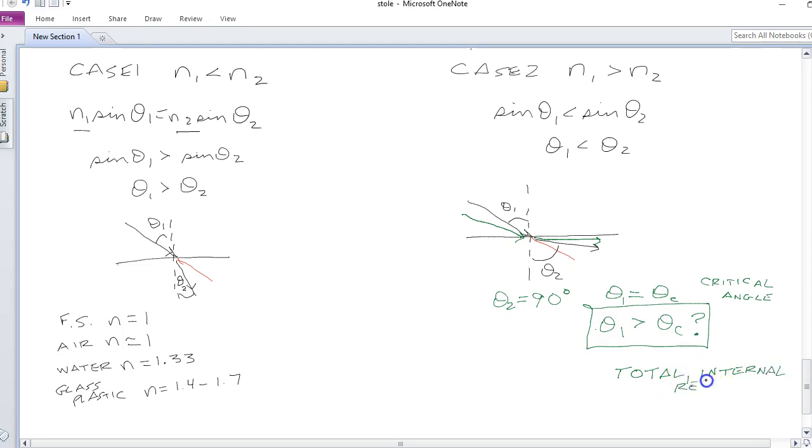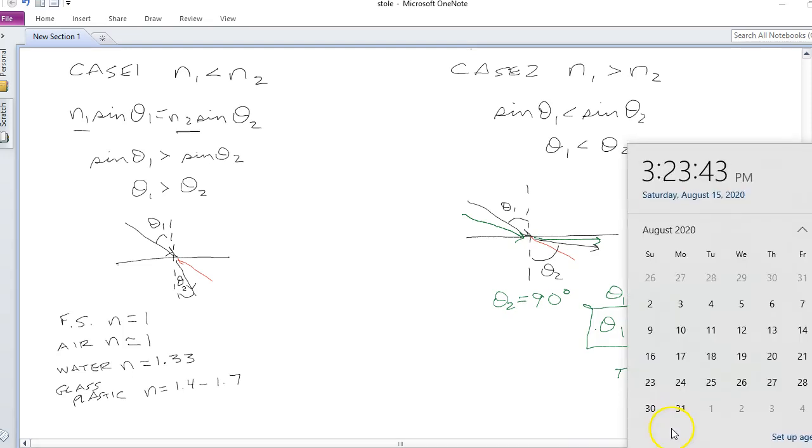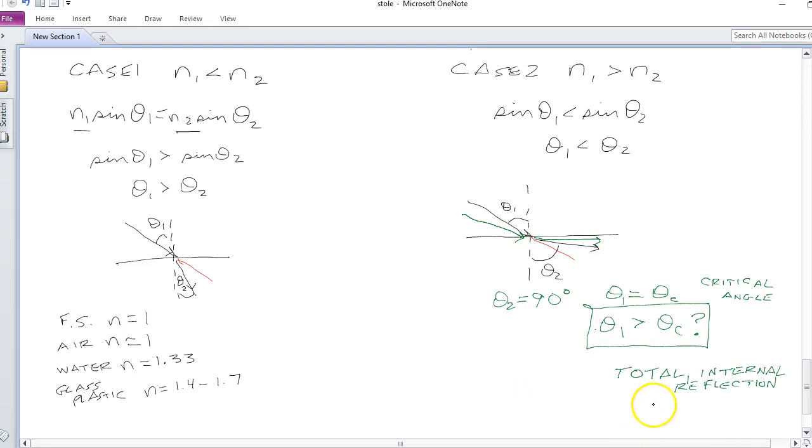Total internal reflection. You'll hear me just refer to it as TIR. Okay? Because all the light is going to be reflected. Okay, so TIR, let me write it over here in case that doesn't show up in the video. TIR. So what is total internal reflection?